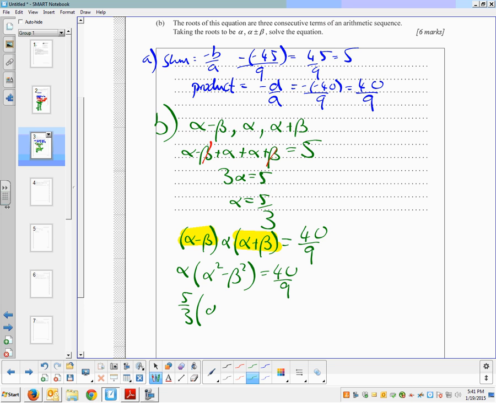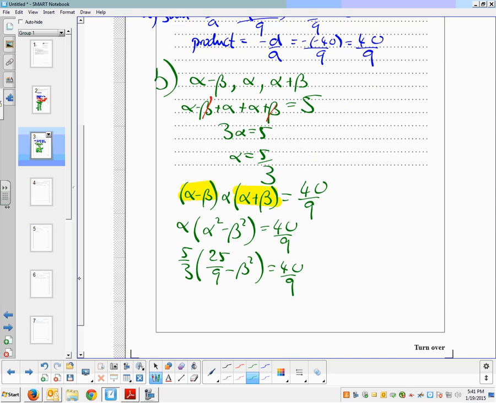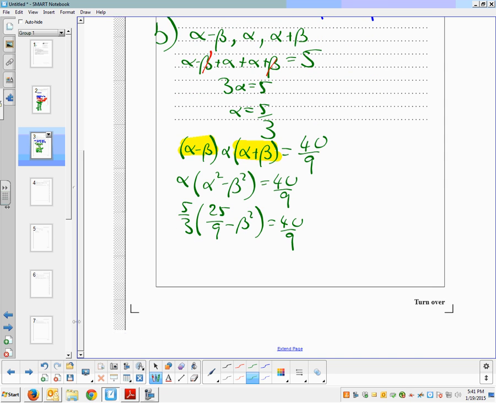5/3 times 25 over 9 minus beta squared equals 40 over 9. Divide both sides by 5/3. Get 25/9 minus beta squared is equal to 40 over 9 times 3 over 5. This is the non-calculator paper, so there is a bit of calculation here. It's 8/3.